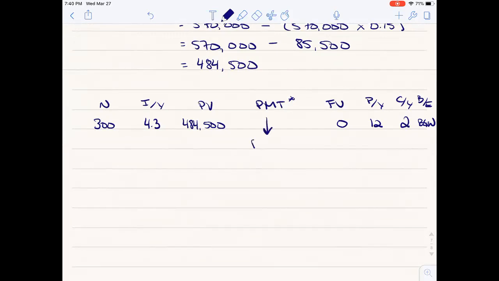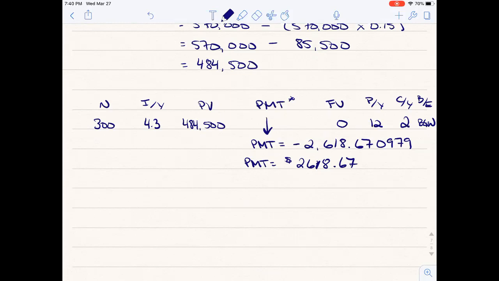Just for some room, I get a payment of negative 2,618.670979. So my payment in terms of money is 2,618.67. And you're going to have to round to 2 decimal places, because it's money.